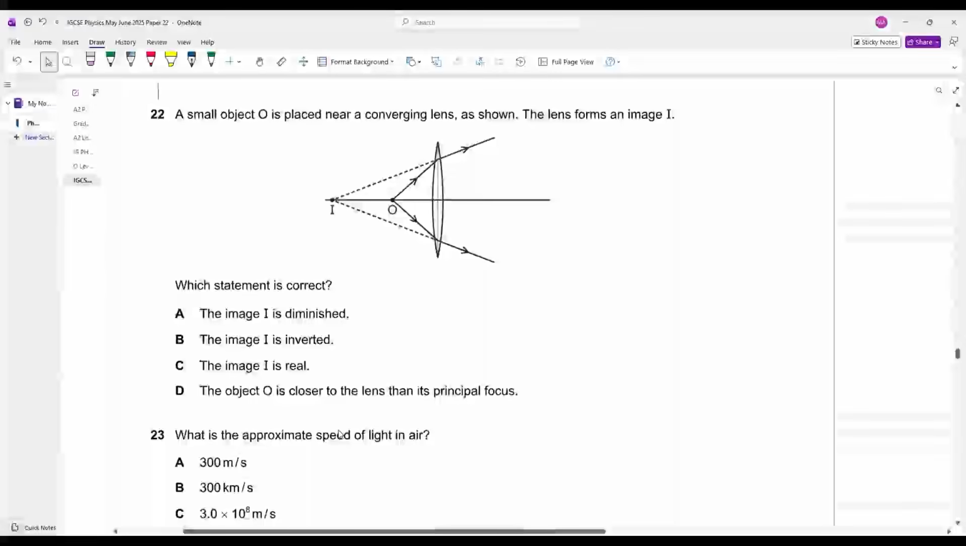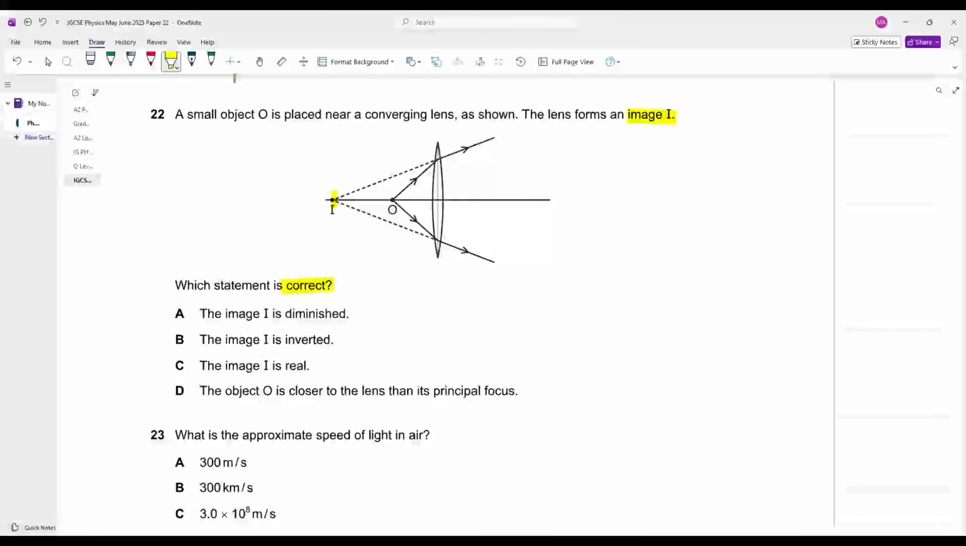Let's further move ahead. A small object O is placed near a converging lens as shown. The lens forms an image I. ठीक है, एक image I form हो रही है यहाँ पे. Which statement is correct? बेटा ये image जो है वो क्या है? लेंस के पीछे फॉर्म हो रही है. This image is being formed behind the lens. What does this tell us? This tells us that this object will be placed between the focal point and the optical center.